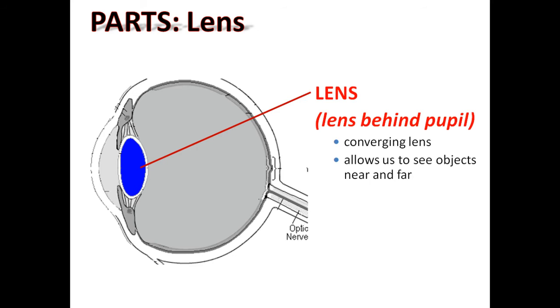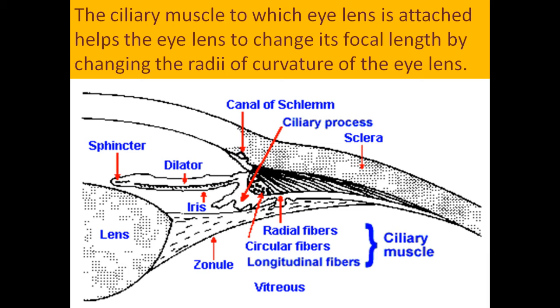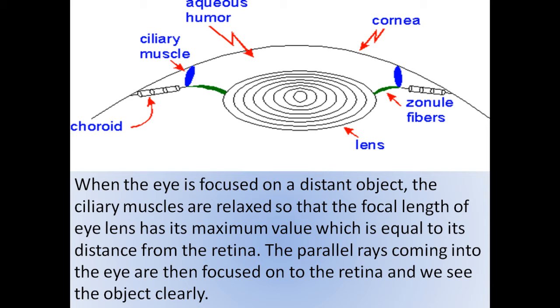An important part in the eye is the ciliary muscle, to which the eye lens is attached. It helps the eye lens change its focal length by changing the radii of curvature of the eye lens. When the eye is focused on a distant object, the ciliary muscles are relaxed so that the focal length of the eye lens has its maximum value, which is equal to its distance from the retina. The parallel rays coming into the eye are then focused on the retina and we see the object clearly.